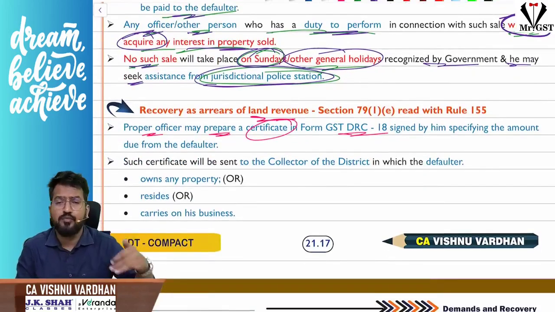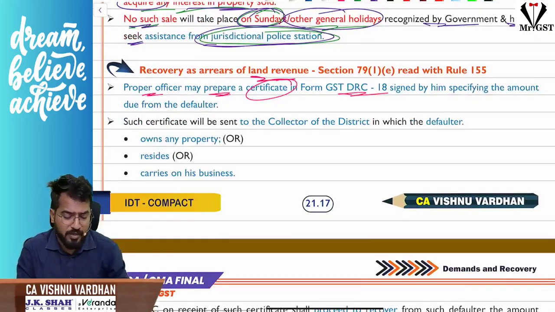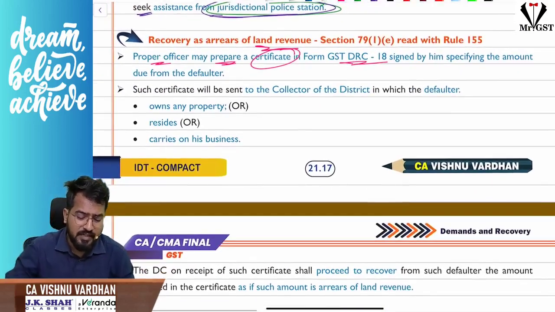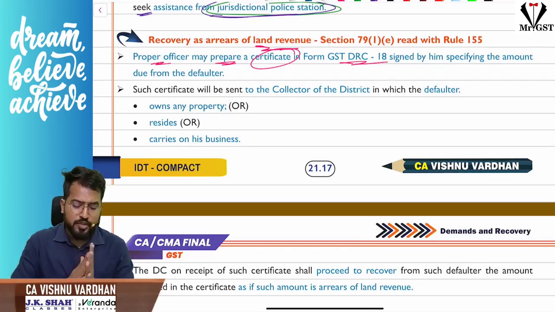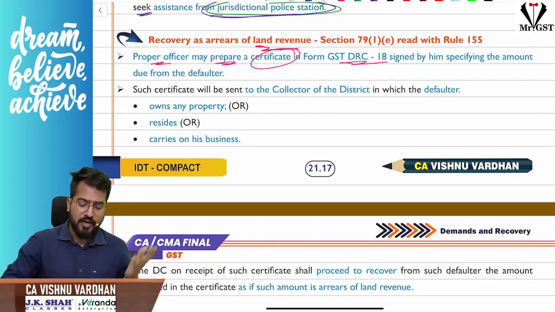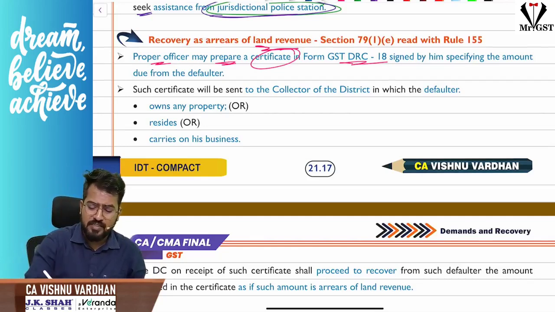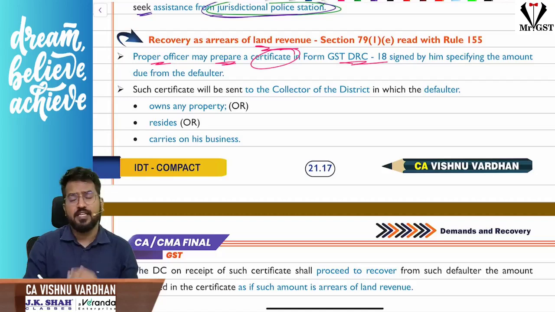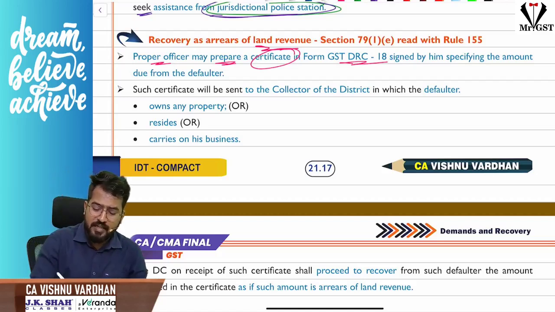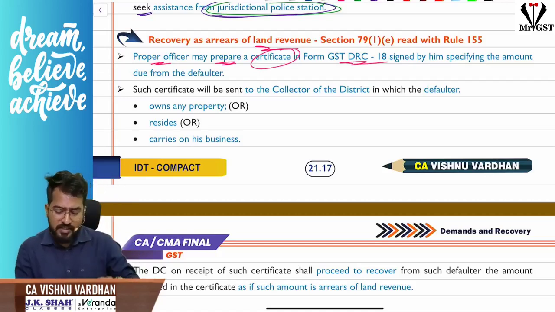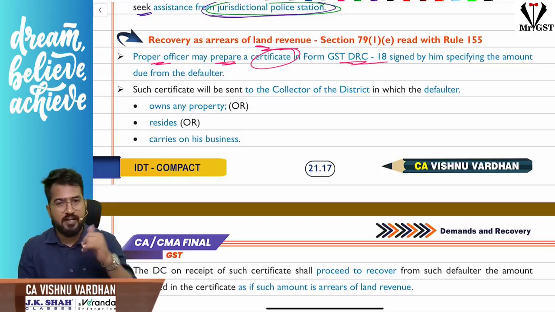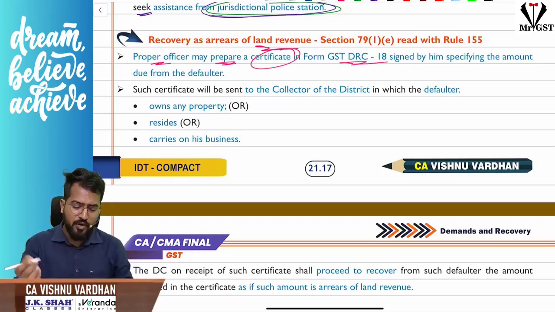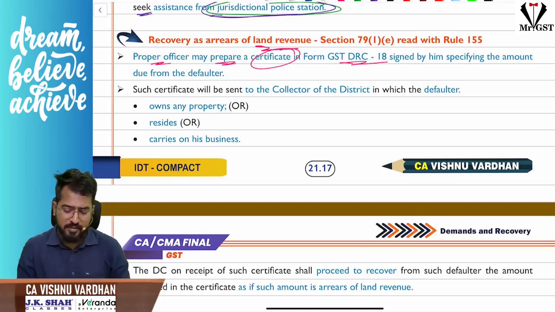Next, this is one mode of recovery, by selling the movable or immovable property. Another mode of recovery is where there are land arrears due. That way also we can recover. So, recovery as arrears of land revenue. Here the proper officer will send the certificate in GST DRC 18 to the district collector in whose area the defaulter owns a property, resides, or carries on business, and the district collector will recover the amount of tax due as if it were an arrear of land revenue, or it can be recovered as a fine imposed by the district magistrate.